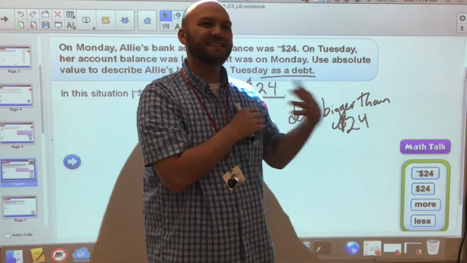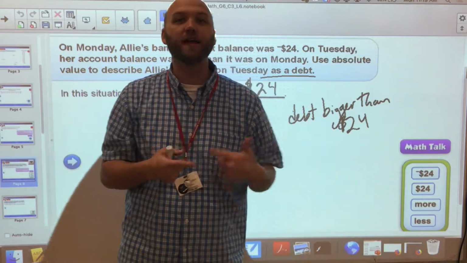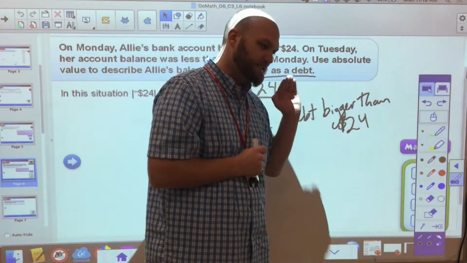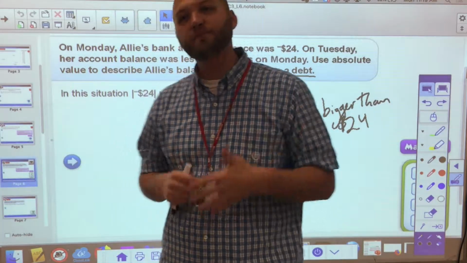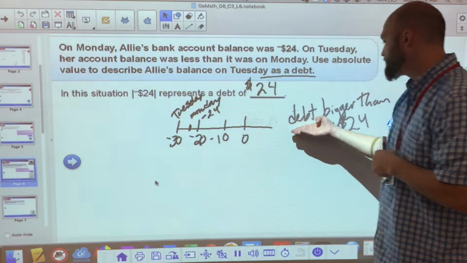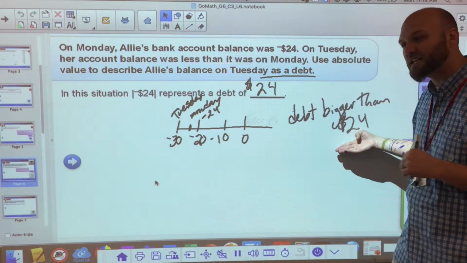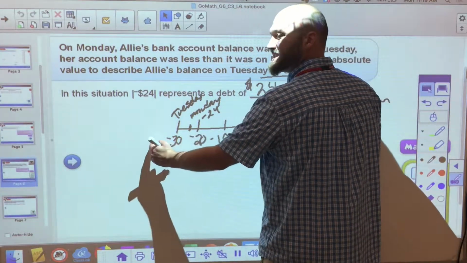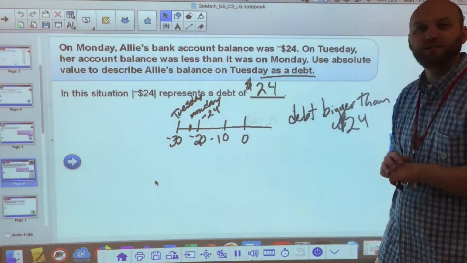So we don't say a debt of a negative $24. That's doubling up on our negative negatives, right? But when we're describing debt or distance from 0, we're talking about absolute value. So it's written as a debt bigger than $24. That doesn't mean she has more than $24. That means that her debt, her distance from 0, is bigger than $24.